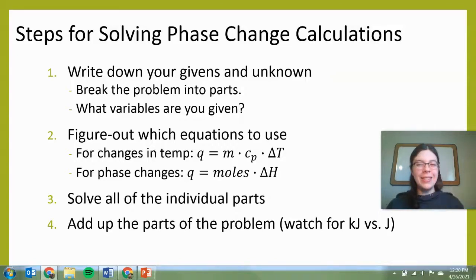We've seen that before. It's shown back up. For phase changes, we have a simpler equation. It's just Q is equal to the number of moles times the delta H, which is either going to be the delta H of fusion or the delta H of vaporization, depending upon whether you're melting and freezing or boiling and condensing. Then you're going to solve for all the individual parts, then add the different parts of the problem up. Make sure you're watching for different units for kilojoules and joules because you can only add things that have the same unit.